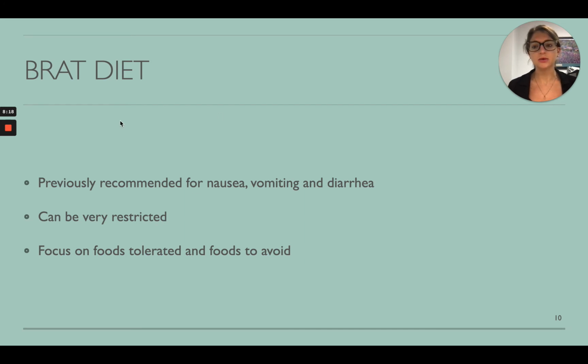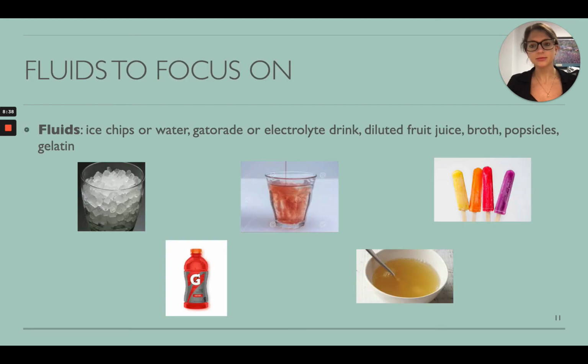Now, although the foods from the BRAT diet, the bananas, rice, applesauce, and toast are obviously included in the recommendations for nausea and vomiting, there are also some additional foods that we would want an individual to try to consume as well, to just increase the variety. So we will get into those foods and liquids now. So the fluids to focus on are going to be ice chips or water, Gatorade or electrolyte drinks, diluted fruit juice, broth, popsicles, and gelatin.